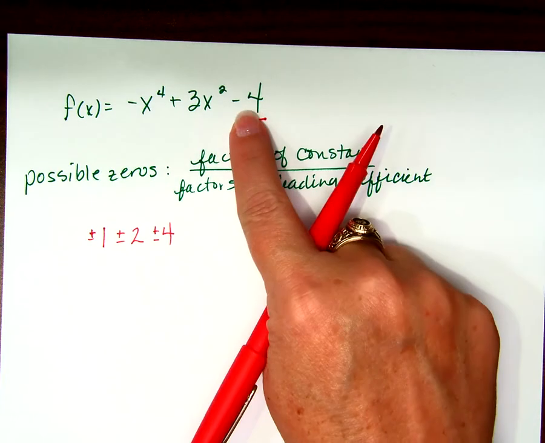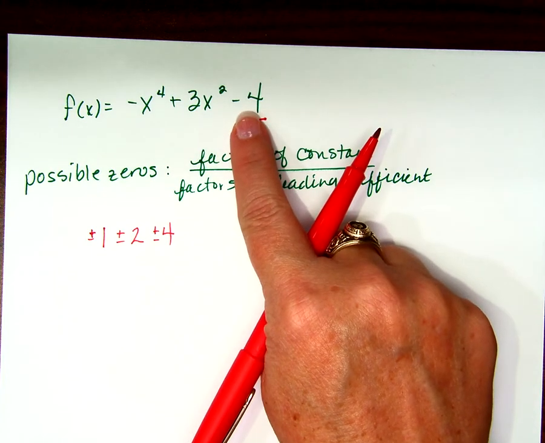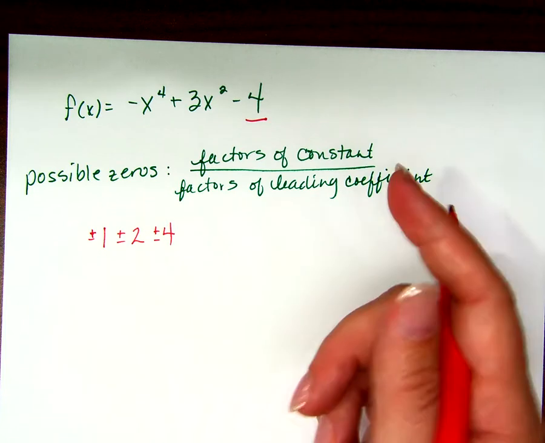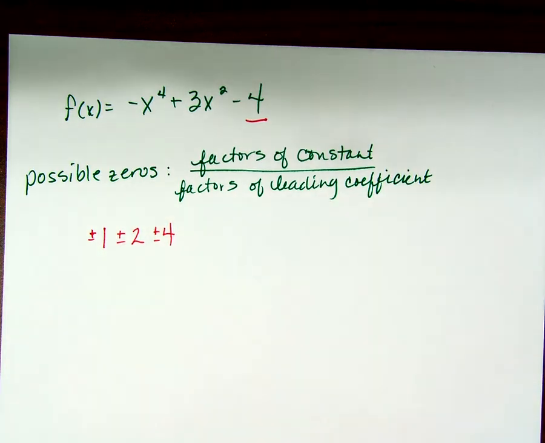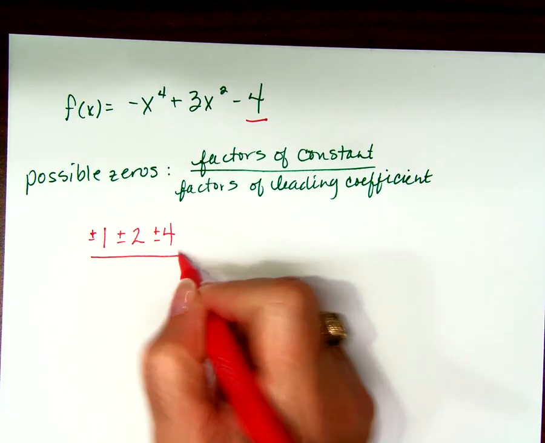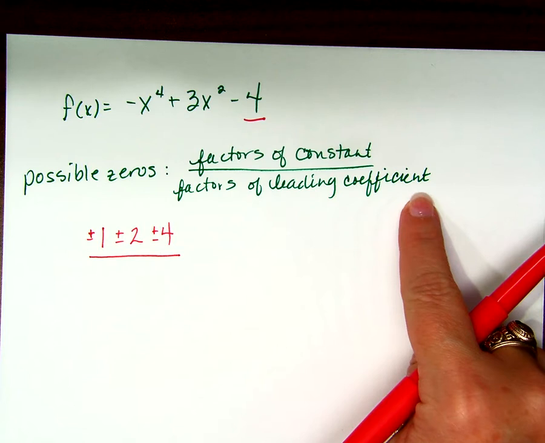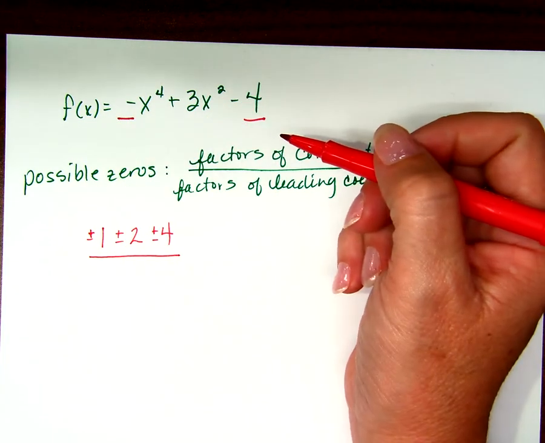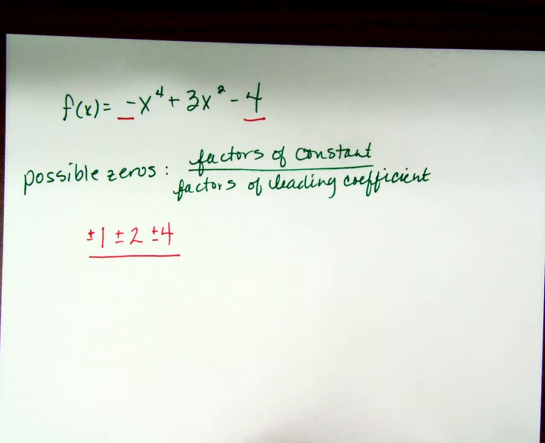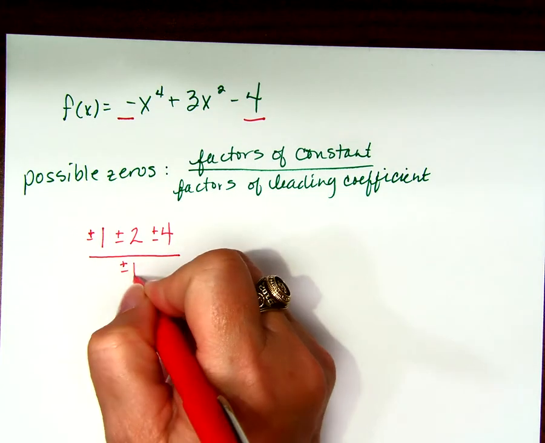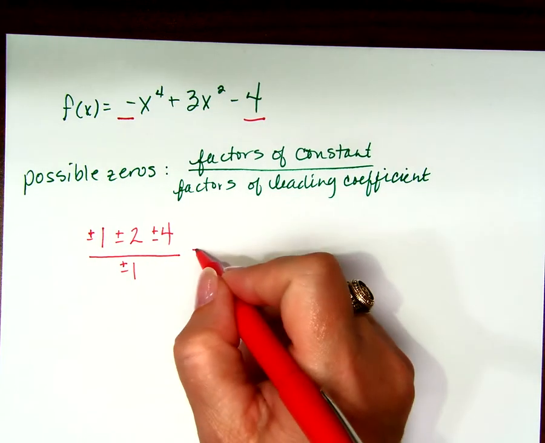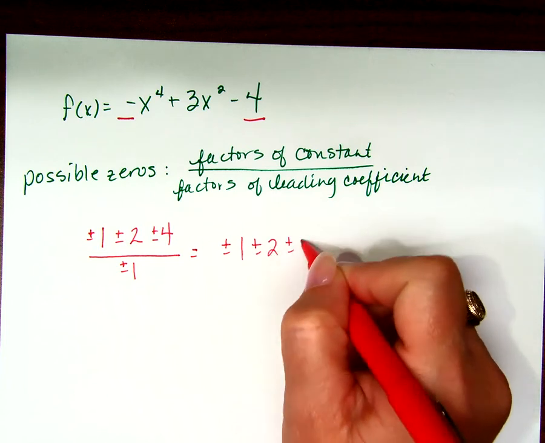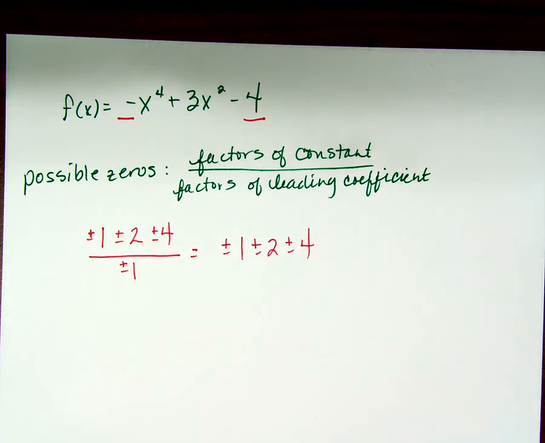But even if it was positive 4, wouldn't I have to take into account negative 4 times negative 1? And negative 2 times negative 2? Right? We still have to take into account the positives and the negatives of each number. And we have to divide that by the factors of the leading coefficient. Well, in this particular problem, the leading coefficient is just 1. Well, negative 1, but still. So I have to divide it by plus or minus 1. Anytime I divide anything by 1, I just get what I was dividing in the first place, right?